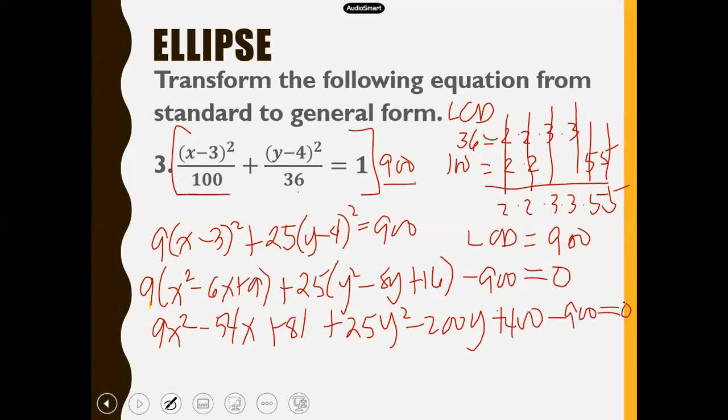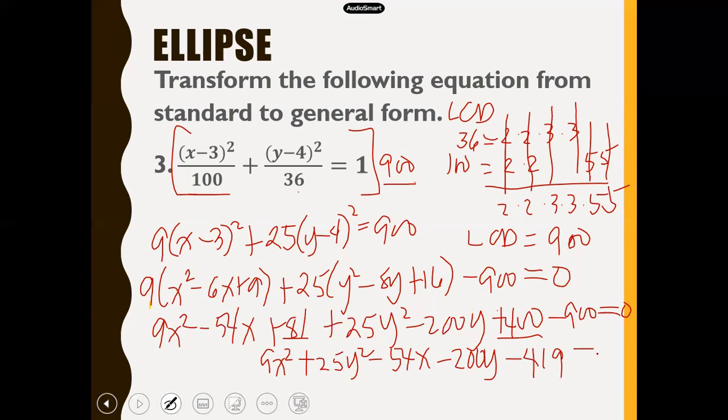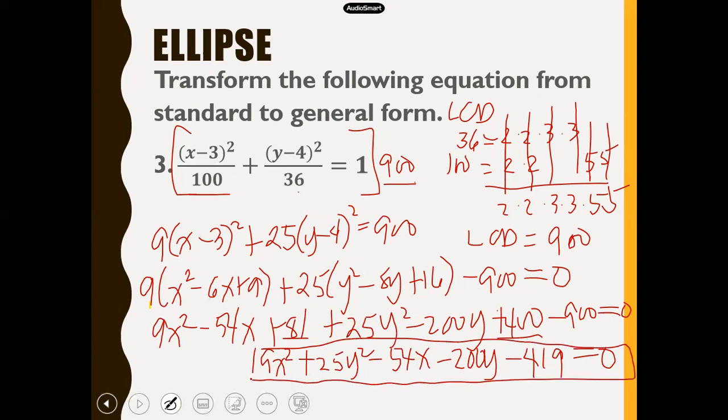So simplify na lang natin all the terms, combine with x's and combine with y's. So you also have 9x squared plus 25y squared minus 54x minus 200y, 81 plus 400, that will be positive 481 minus 900, that will be minus 419 equal to 0. So therefore, this will be your general form of your equation of the ellipse. Okay.